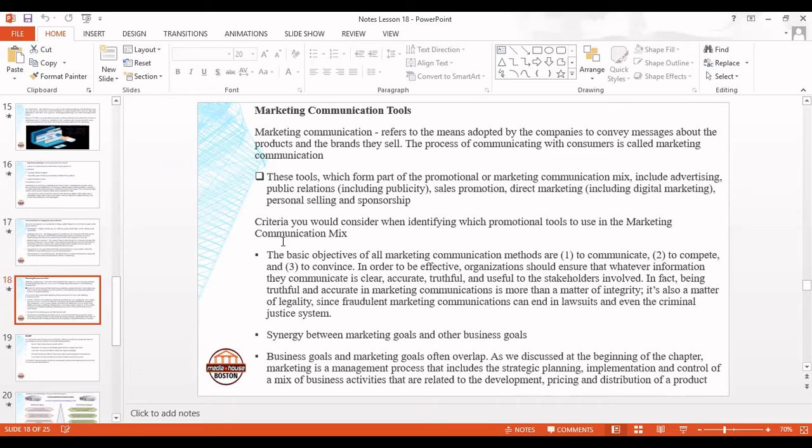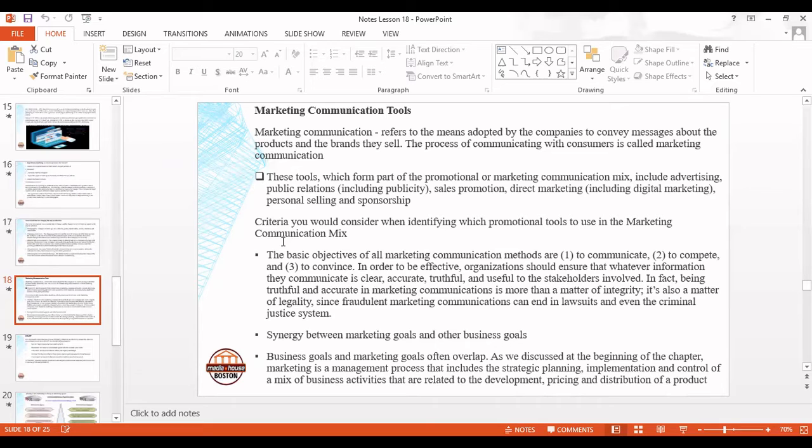Yes, we are. In order to be effective, organizations should ensure that whatever information they communicate is clear, accurate, truthful, and useful to the stakeholders involved. In fact, being truthful and accurate in marketing communication is more than a matter of integrity. It's also a matter of legality, since fraudulent marketing communications can end in lawsuits or even in the criminal justice system.